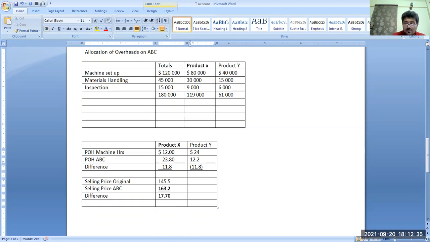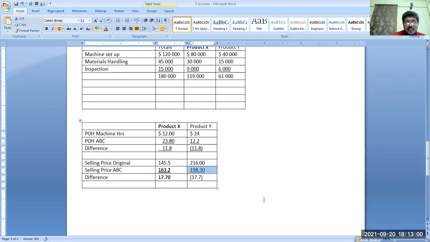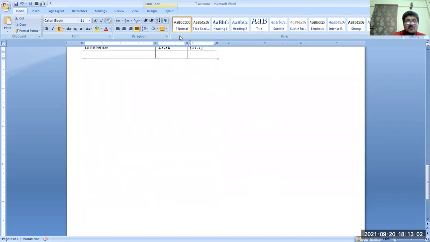Now come to product Y. The selling price was 216.00. Now selling price is how much? 198.30. And obviously the difference is minus 17.7. Selling price is increased in X and decreased in Y. I'm getting my point clear. This is what they want to ask us and we have solved it.